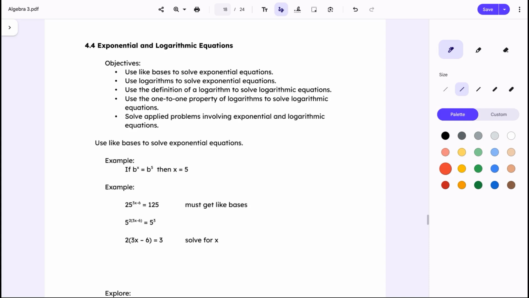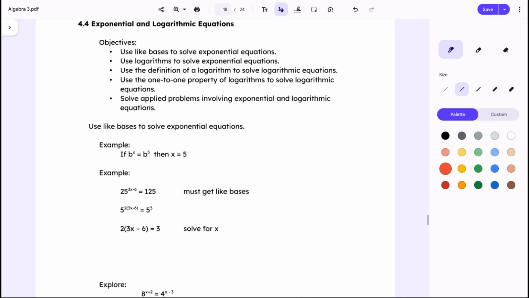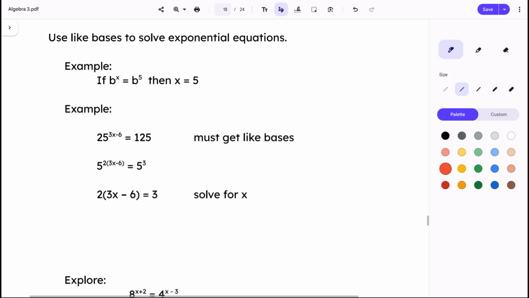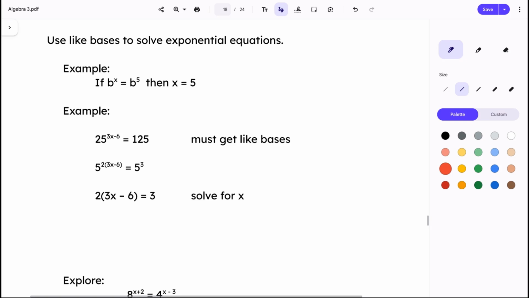So there's going to be a variable involved, and we're going to go over a couple of different scenarios that you might run into and how you should approach each one. The first scenario I'm going to go over is how you would use like bases to solve an exponential equation. Remember, the base is the number that is being raised to a power. So in this generic example, the b would be your bases, and those are raised to those exponents x and 5.